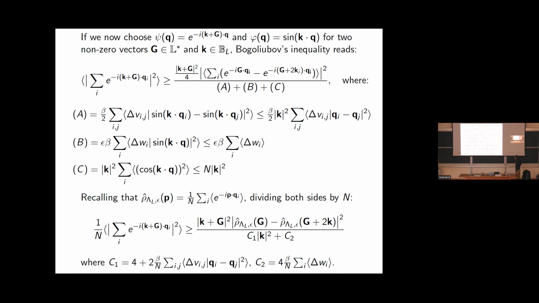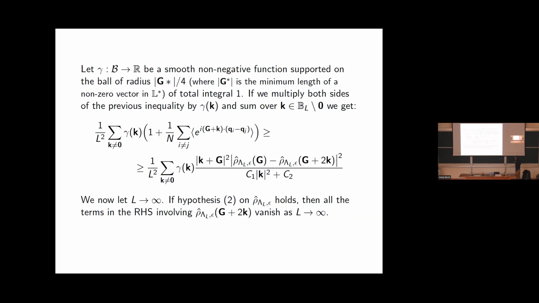So in order for both items of the criterion to be verified, this should be different from 0 uniformly in L and epsilon, and this should go to 0 in the thermodynamic limit, essentially. Okay, so what do I do? I choose a smooth non-negative function supported in a small set, a small bump. So gamma is a small bump of integral 1. And I multiply both sides by this gamma of k and I sum over k with the appropriate 1 over L squared. So this is a Riemann sum approximation of the corresponding integral.